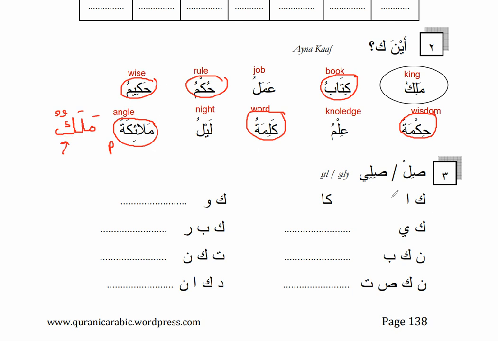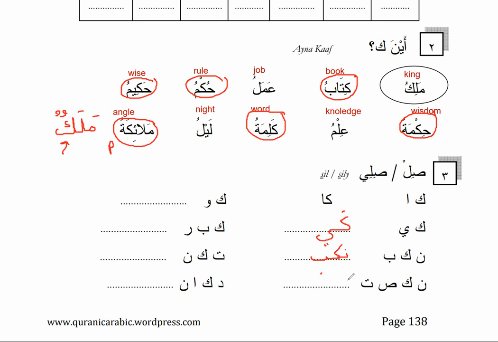So let's connect the letters with alif. Kaf and alif gives you kaf and alif like this. Now kaf and ya, you will be starting with ya, kaf and ya. Noon and kaf, and kaf and ba.